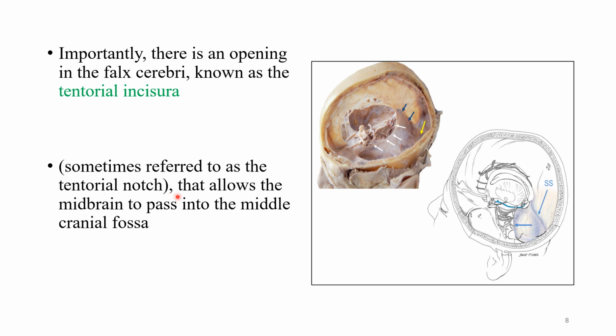So why is it present? It allows the midbrain to pass into the middle cranial fossa. So to pass the midbrain into the middle cranial fossa, there is an opening in the falx cerebri. That opening is called tentorial incisura.